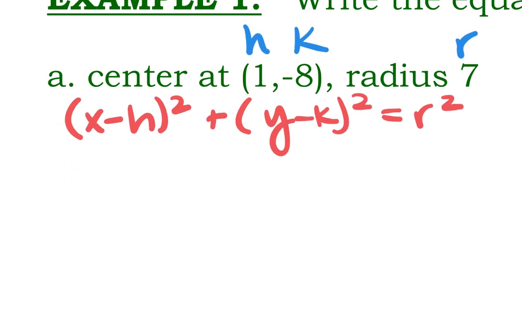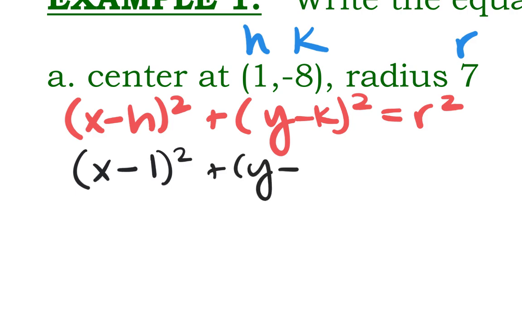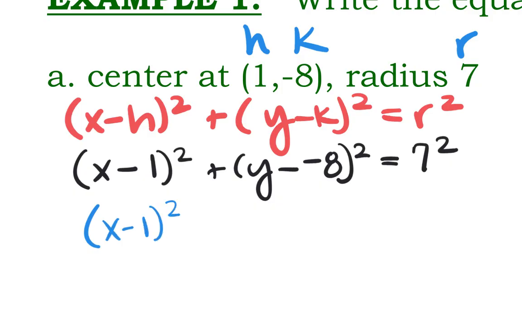So here I would have x minus, what's our h? 1 squared plus y minus, what's our k squared? -8. And then our radius is 7 squared. Now, to officially call this the equation of a circle, all you have to do is clean everything up, everything you can possibly do. Now, can I do anything with x minus 1? No, so you leave it the way it is. Can I do anything with y minus a -8? Yeah, the double negative becomes a positive, so this becomes y plus 8 instead.